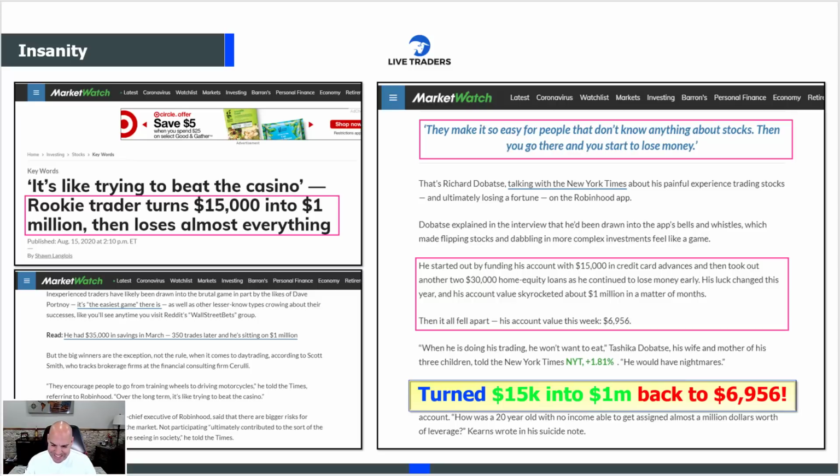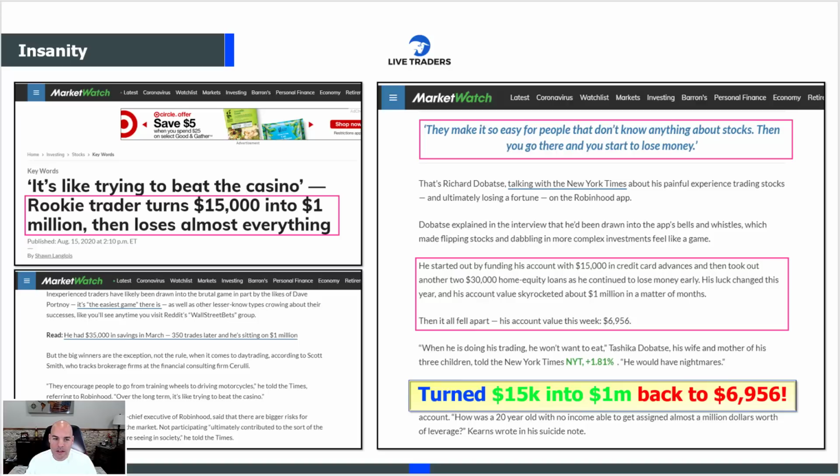I don't even know what to say. Yeah, 19.97%. That's fantastic. I mean, I shouldn't be laughing at this, but this is how insane this is. And yet, this person was playing the victim. They make it so easy that you don't have to know anything about stocks, and then you go there and you start losing money. So they're blaming the brokerage houses for making it, quote, too easy to sign up to be a trader. Wow. When's the last time you heard somebody say, oh, it was too easy to do that? Not very often, right? So this person's blaming them.